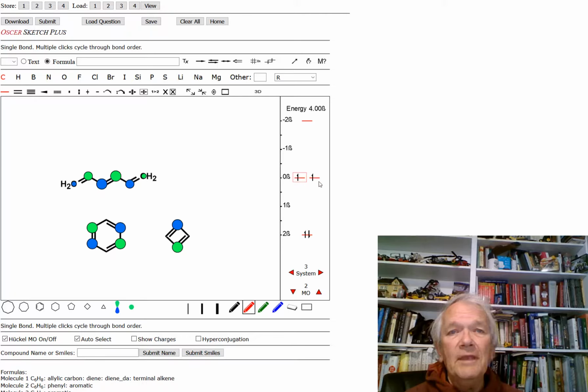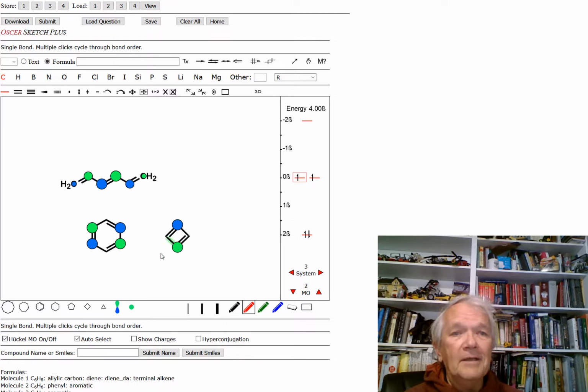4-membered ring, we get paired electrons, but they're right in the middle. So the HOMO-LUMO gap is zero. The molecule is non-bonding. It's got a pair of electrons in two orbitals. This is an extraordinarily reactive molecule. So this is not aromatic at all.